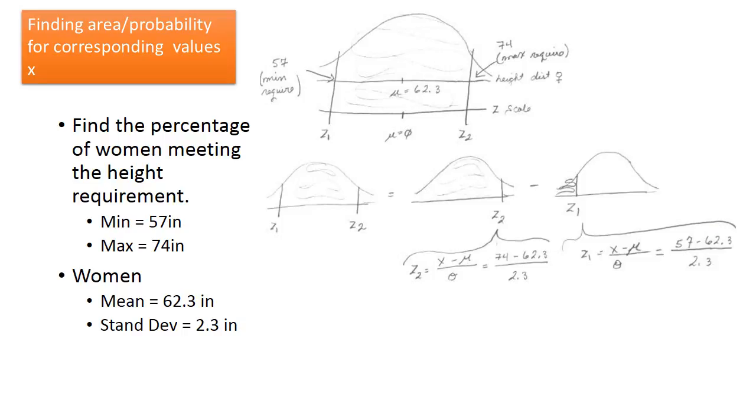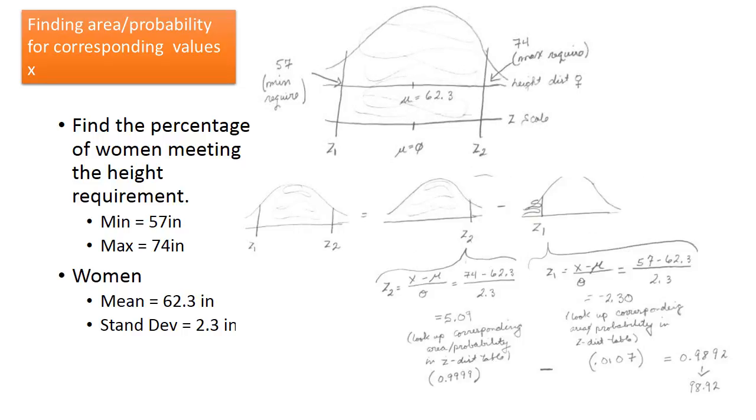Solving for z2 using our formula, we have x minus mu divided by the standard deviation. That's going to be our maximum, so 74 minus 62.3 divided by 2.3. And then our z1 uses the same formula, but now our x that we're interested in is the minimum. When you solve through, you should be getting your z-score for z2 as 5.09, and your z1 should be negative 2.30.